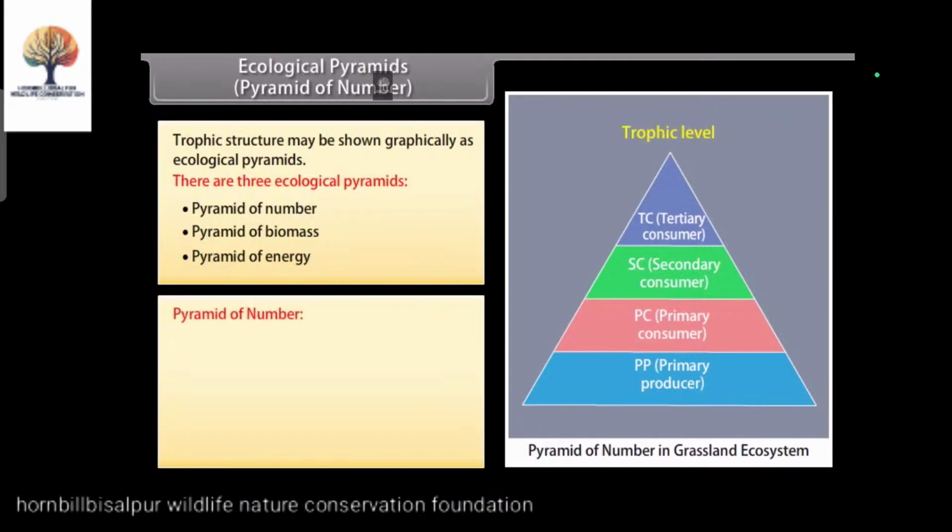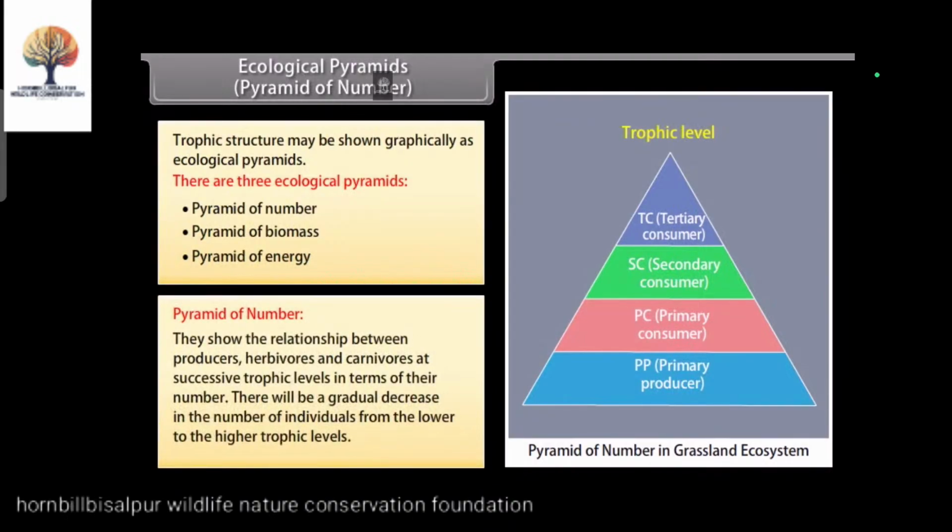Pyramid of number. They show the relationship between producers, herbivores, and carnivores at successive trophic levels in terms of their number. There will be a gradual decrease in the number of individuals from the lower to the higher trophic levels.